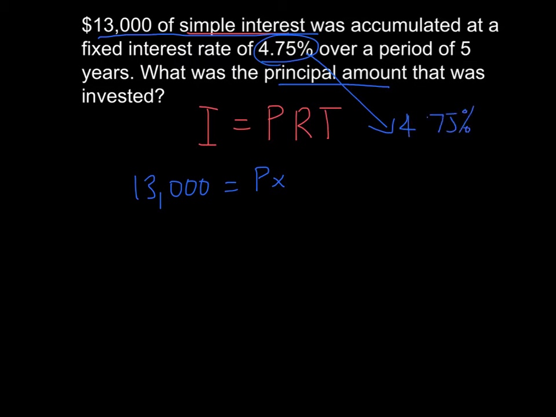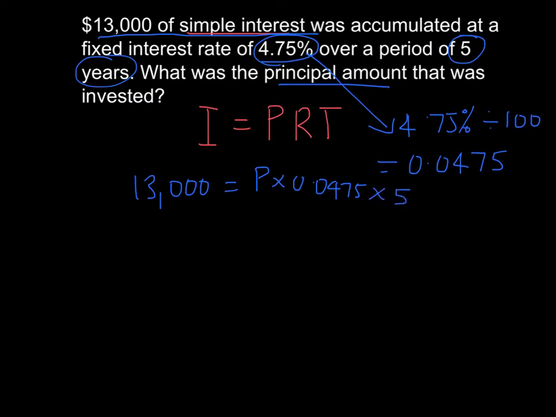So a rate of 4.75%, we need to change into a decimal, which is going to be equal to 0.0475. Dividing by 100 gets it as a decimal. The time in this case is 5 years, so multiplied by 5.